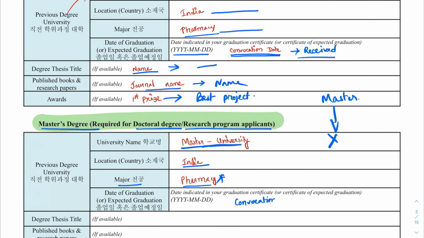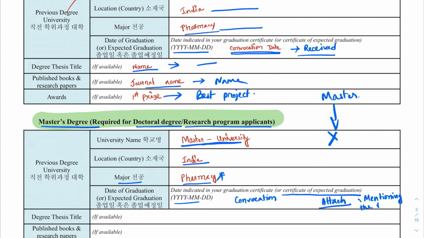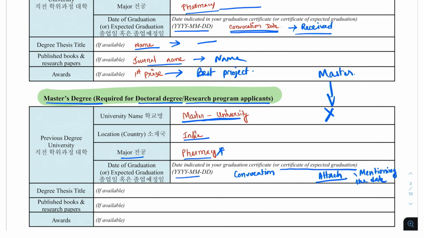Here they have mentioned a certificate of expected graduation, so you have to attach the certificate of expected graduation. In case you don't have it, you have to ask your college or university, mentioning the date. Next, the thesis title, if available, then name it, and if it is published, then also the name of the journal, and any prize that you have won by this project you can mention.